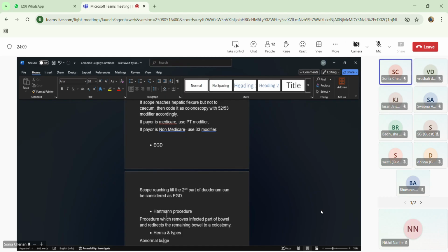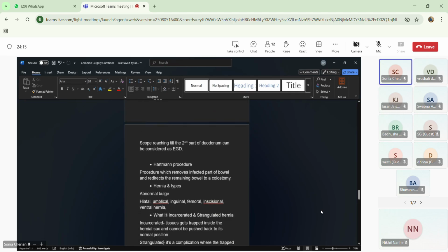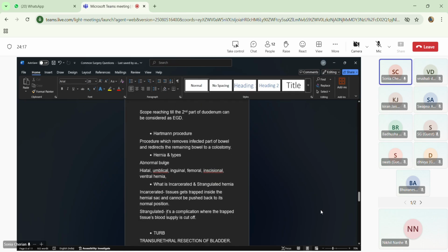Then they might ask you about definitions. They might ask you what is Hartmann procedure. So Hartmann procedure is nothing but they remove the infected part of the bowel and redirect the remaining part to a colostomy. Colostomy is nothing but an artificial opening towards the outside of the body. Okay.